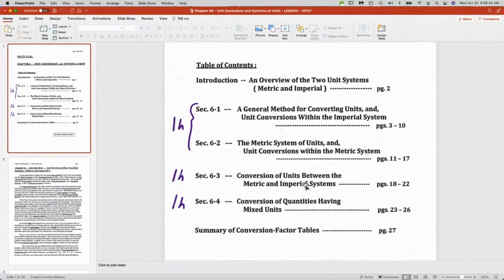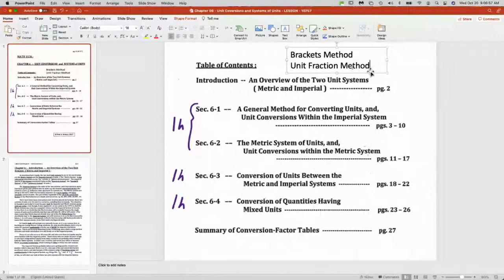So let's get going. We're going to talk about converting units within the imperial system. In this first hour, I want to cover these two sections, just exercises, and I'm going to use something called the brackets method, or sometimes called the unit fraction method. And I'll explain that to you. I do believe that you've seen this before, because I have used it in class on many occasions. But even if you haven't, I think you'll find it very easy to remember.